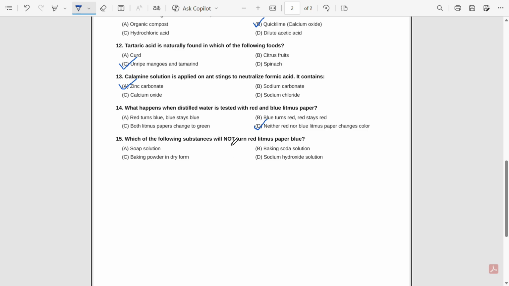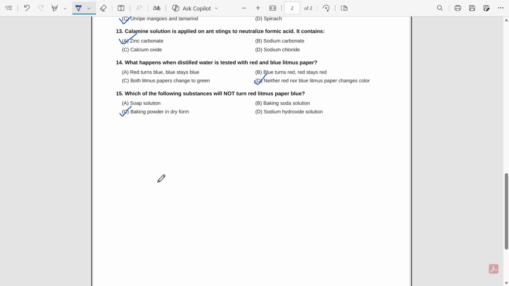But the question here is which will not turn. So the answer is baking powder in dry form. In dry form, it does not give ions. Of course, it is a base, but it does not give its ions, meaning it does not exhibit its basic nature. So it does not turn red litmus into blue. Option C is the correct answer.